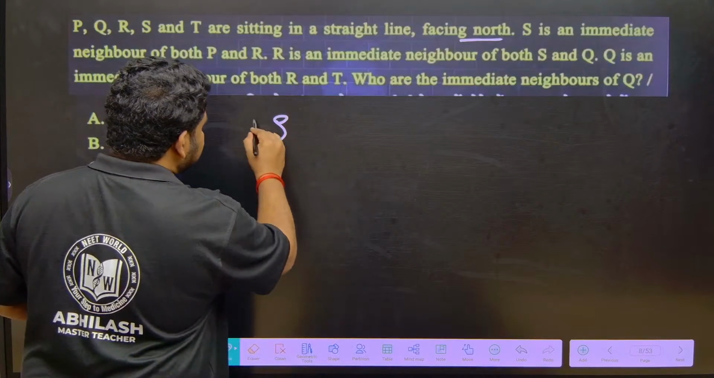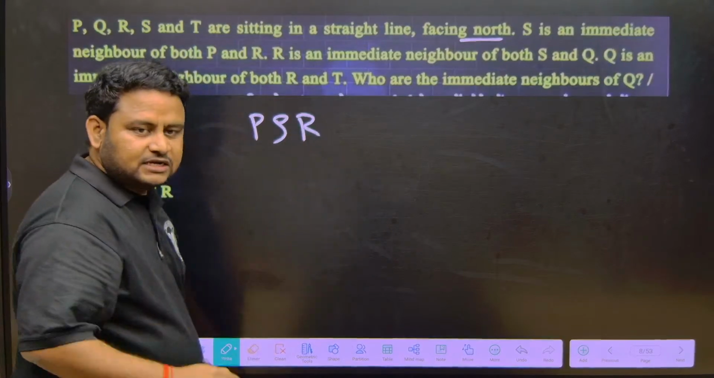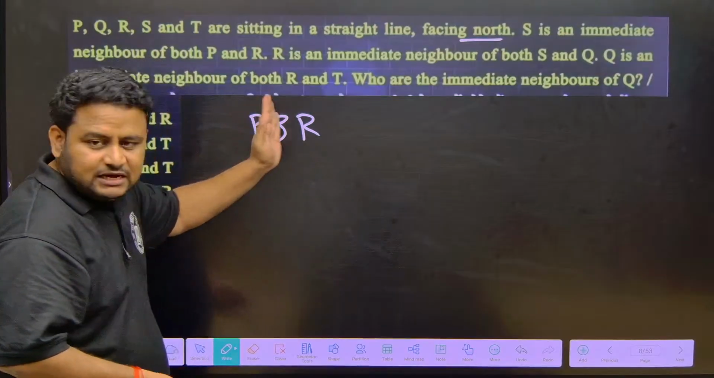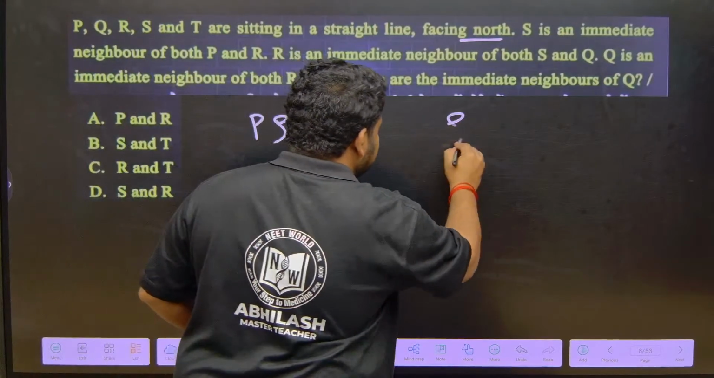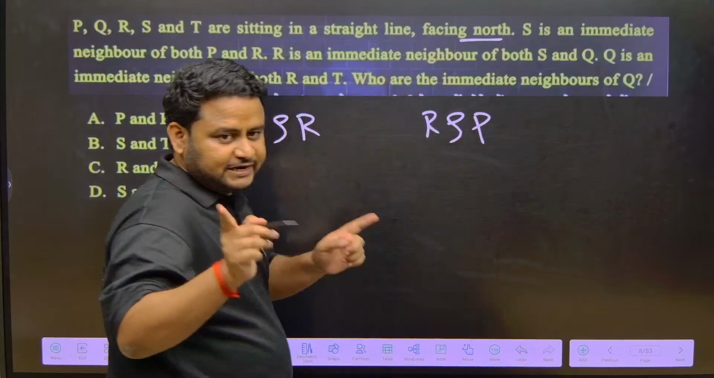I should write it as P and R. But it can be the other way also. R can come here and P can come here. So I will write S here, I will write R here. That's why I told two possibilities always.